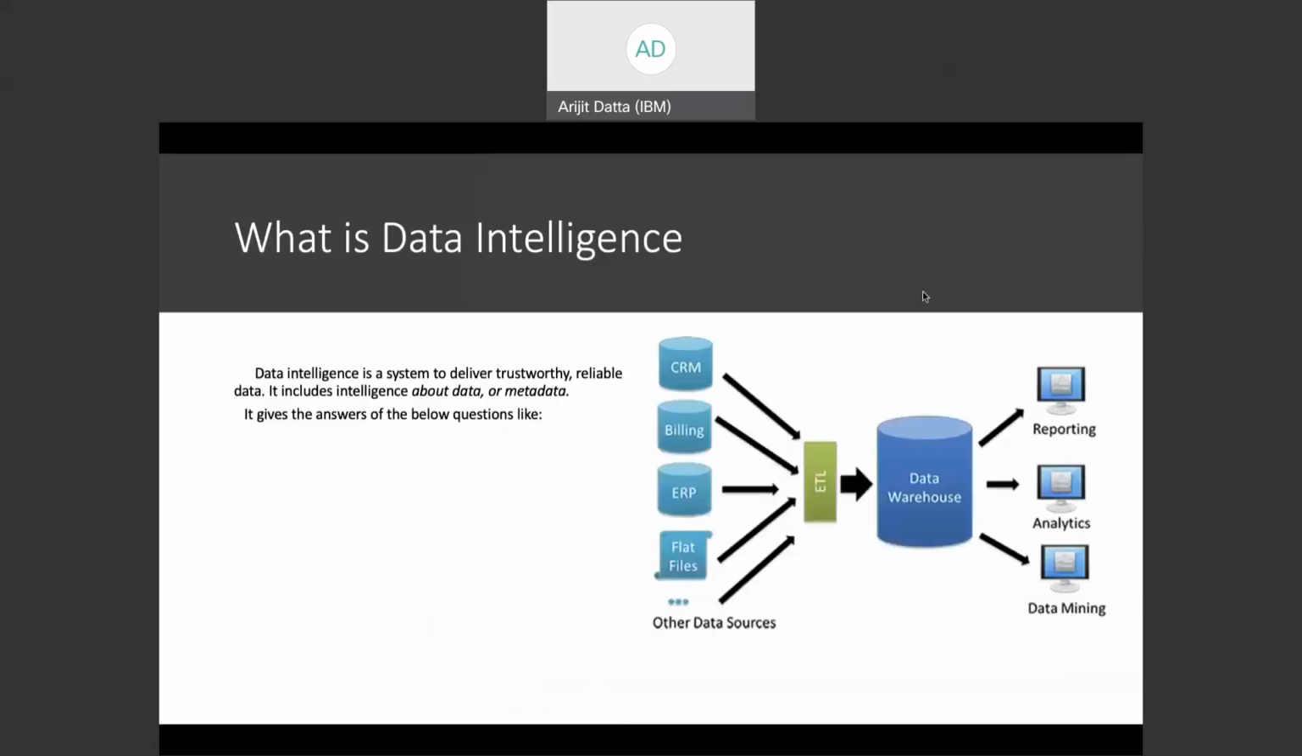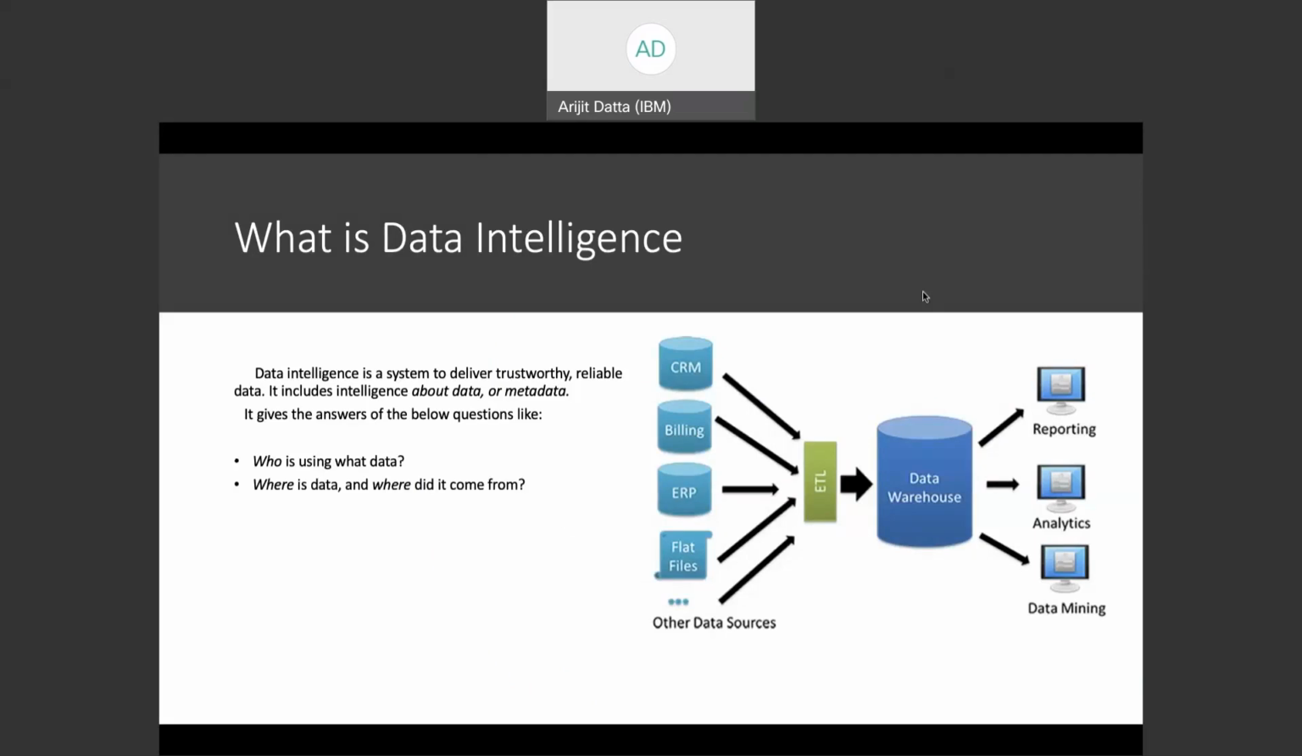So what is data intelligence? Data intelligence is a system to deliver trustworthy and reliable data. It includes the intelligence about data, or metadata. This data intelligence gives us the answers to a couple of questions that are very important for a business. What are they? First, who is using the data, and who is using what data? That is also very important for the users.